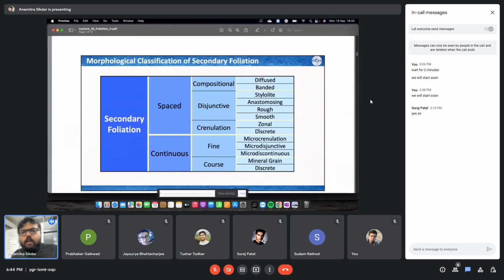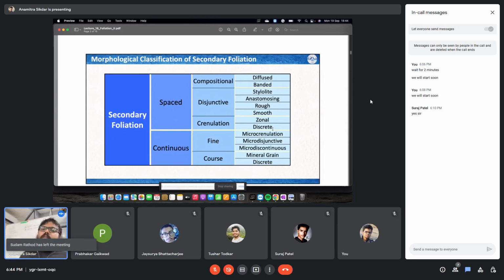But the difference between disjunctive and crenulation is that crenulation is a little more periodic, right? If you see the stylolite, you will see photographs of stylolite later in this lecture, but those are not periodic. So crenulation is a little bit more periodic. In the case of continuous cleavage, you can have fine or coarse. That is a very coarse distinction, but people distinguish for the sake of describing the whole thing. We tend to create those terms so that we do not face ambiguity.